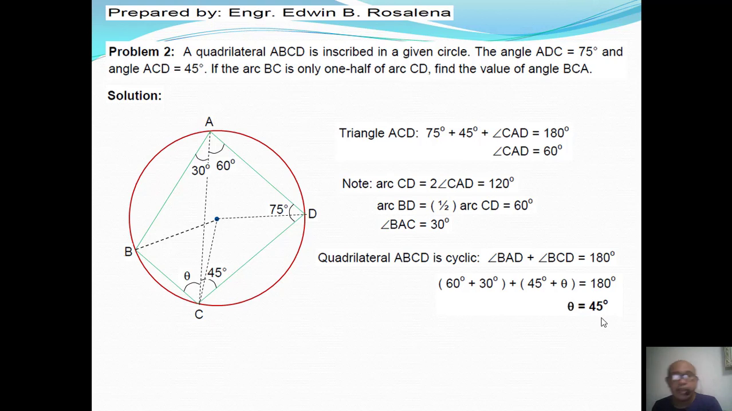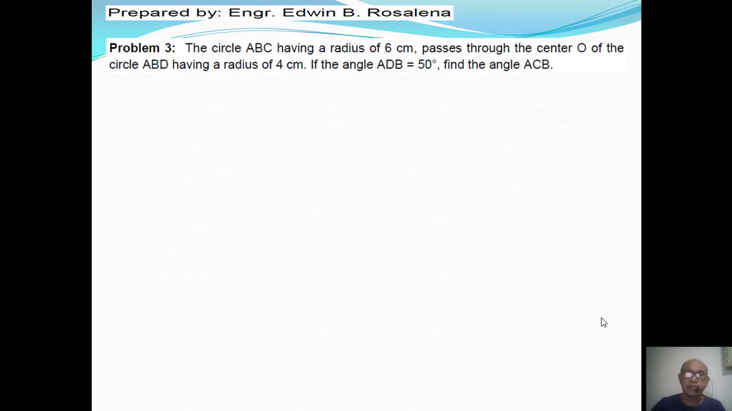Problem number 3. The circle ABC, having a radius of 6 centimeters, passes through the center O of circle ABD, having a radius of 4 cm. If the angle ADB is equal to 50 degrees, find the angle ACB.